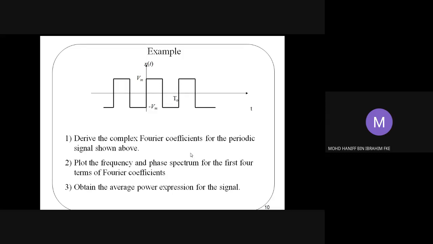Okay, let's have a look at this example to test our understanding of Parseval's theorem. We are given a complex Fourier series problem. We are given a signal in the form of a rectangular, square wave function, having an amplitude from negative M to positive M, and the period of this signal is T naught, based on the signal in the figure here. Number one, we need to derive the complex Fourier coefficients for the given signal.